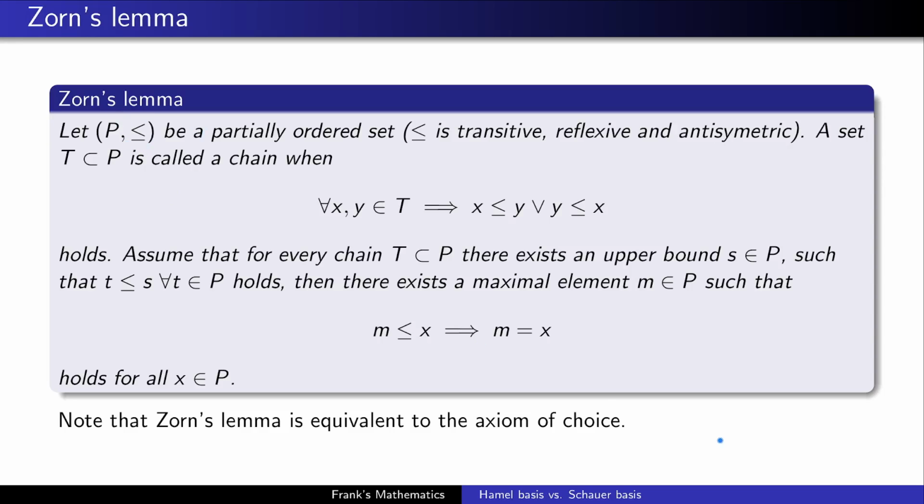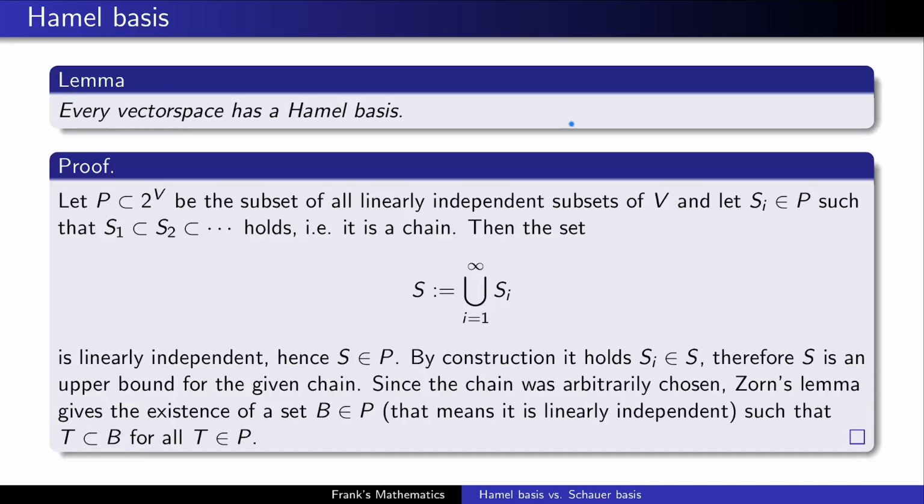So how can this be helpful to prove the existence of a Hamel basis? Well, let's take a look at the proof. Of course, every vector space has a Hamel basis. Otherwise, this would be a very weird definition of a basis. How can we prove this? So P should be the set of all linearly independent subsets of V. So it should lie somewhere in the power set of our vector space V.